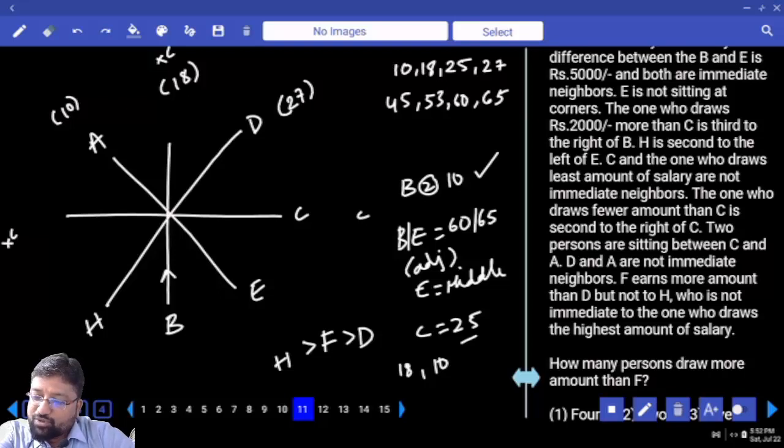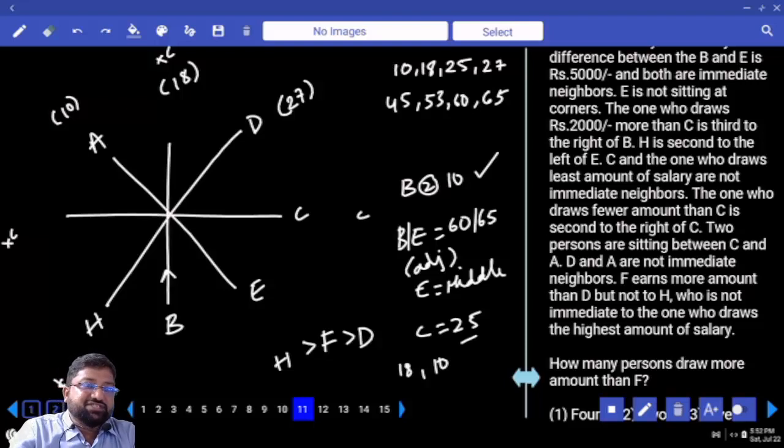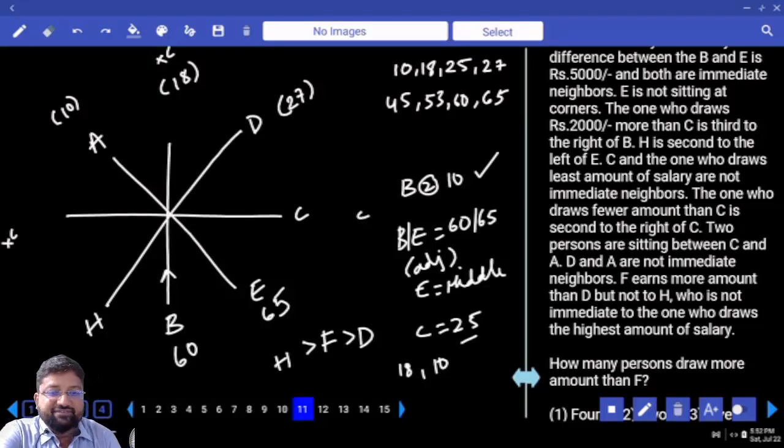F earns more amount than D but not H. H is not immediate to the one who draws the highest amount of salary. What is the highest amount of salary? 65. B and D can be either 65 or 60, so compulsorily this is 60, this is 65. Who is left out here? There are 2 persons left out. What are the names of those 2 persons? F and G.